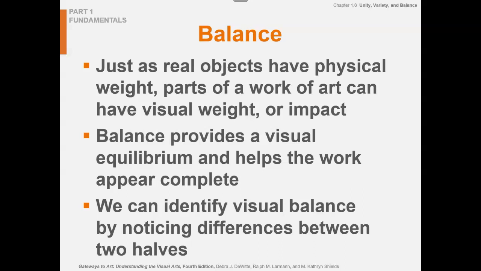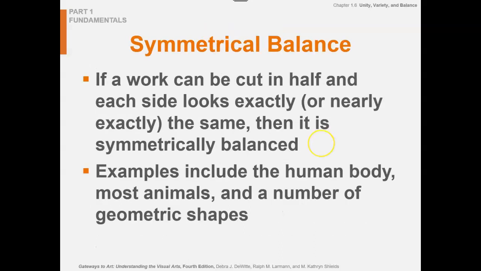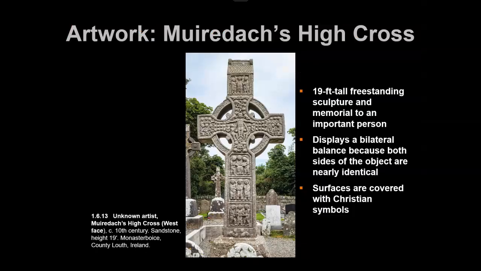So when we're looking at visual balance, we're noticing these kind of differences between the two halves. Let's look at a couple of these examples so that we can understand why balance would be important in an analysis of an art piece. With symmetrical balance, if a work can be cut in half and each side looks identically the same, then it would be considered symmetrical. If you think about the human body, most animals, geometric shapes would be considered symmetrical.